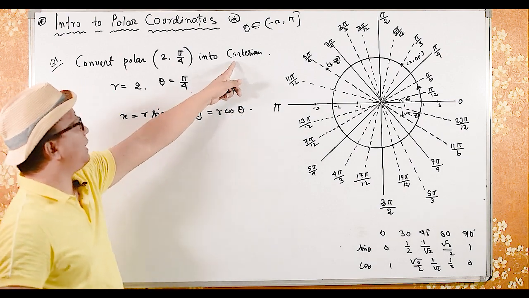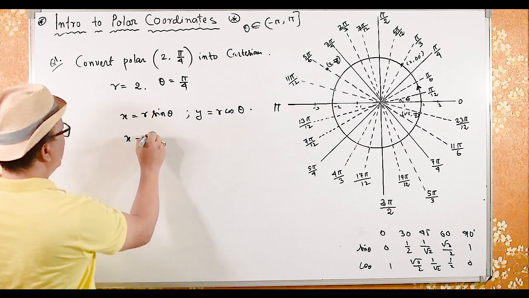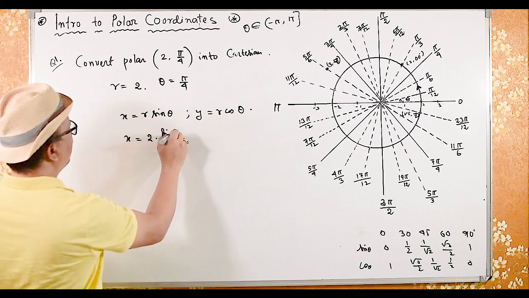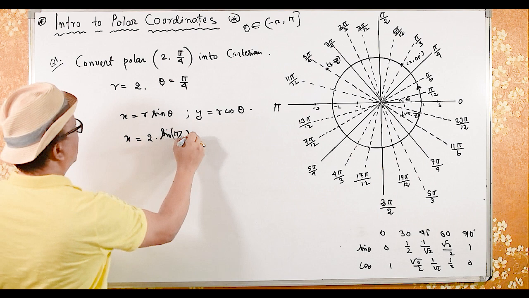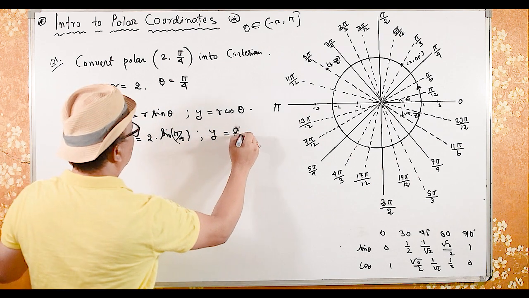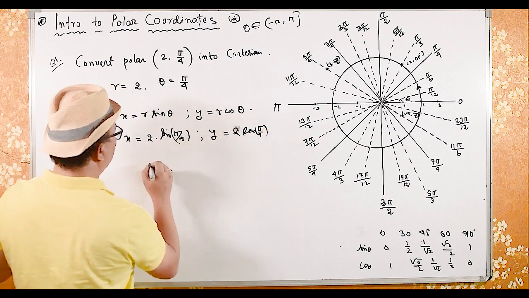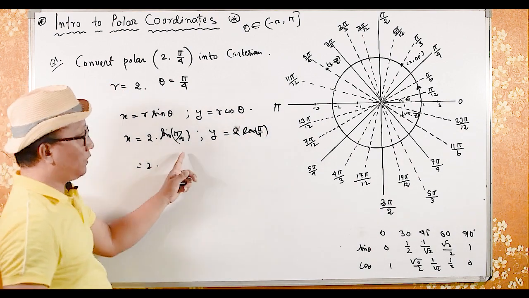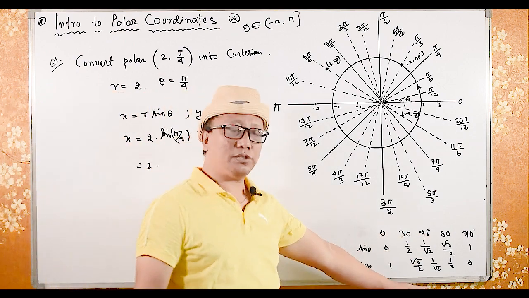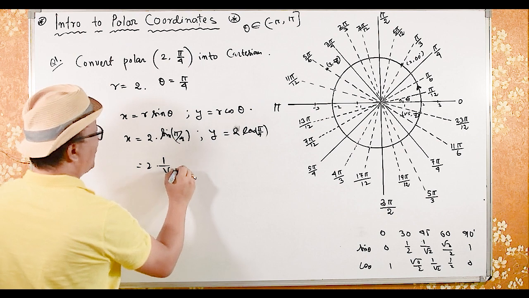Now we want to find x. x equals r, and r is 2, times cos of pi by 4. Similarly, y equals r, which is 2, times sine of pi by 4. Here pi by 4 is 45 degrees. Sin 45 as well as cos 45 is 1 by root 2.